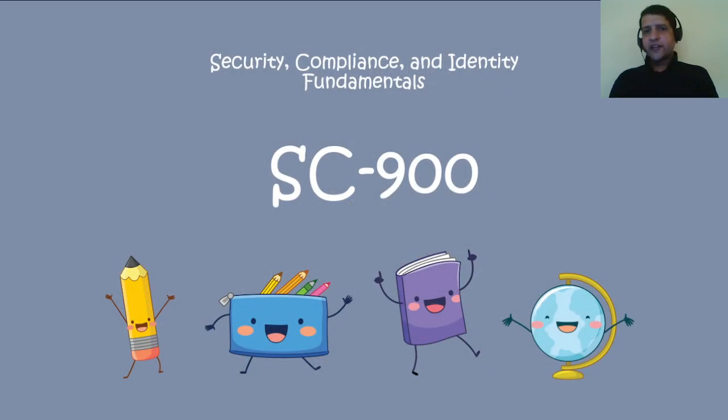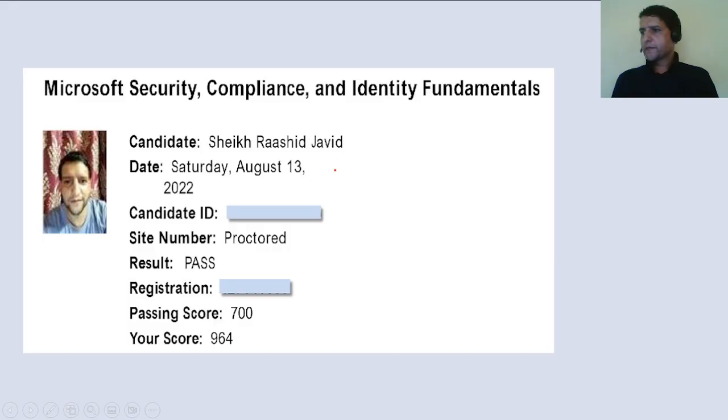So let's get started here with SC-900 Security, Compliance and Identity Fundamentals. I did this exam recently, a few days back on August 13, 2022, and I was able to pass this exam. We needed to get a score of 700, but luckily I was able to get 964.